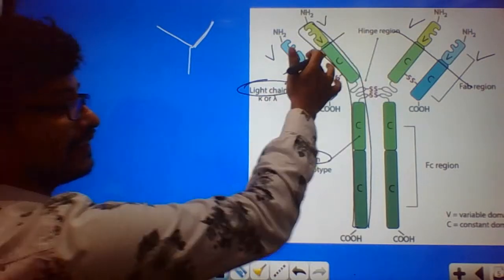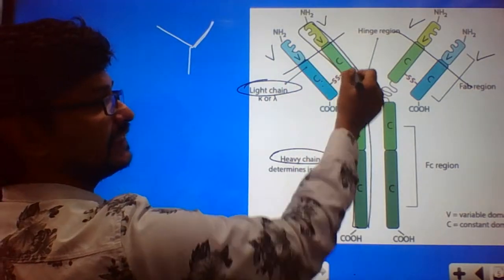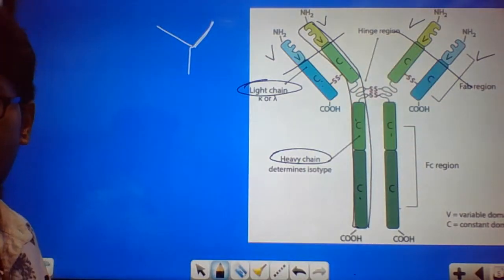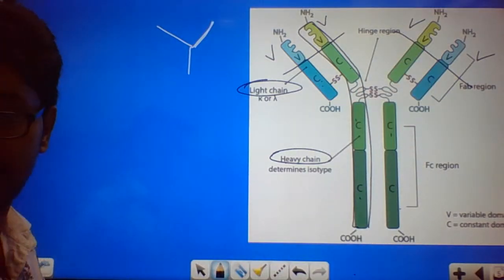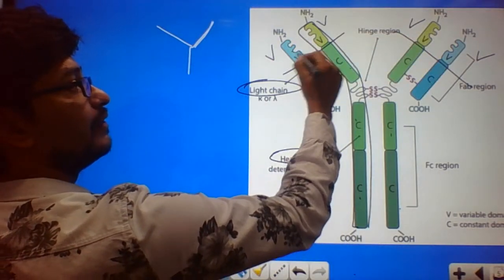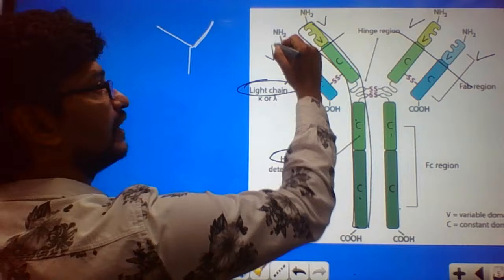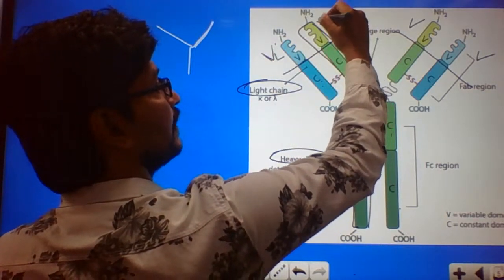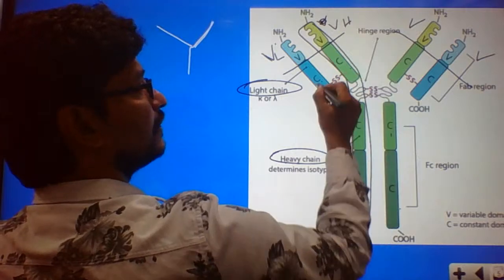So the other regions, we call it as a constant region. C இருக்கு பாருங்க. இதெல்லாம் என்னன்னு கேட்டீங்கன்னா constant region. This will not go for any alterations or any sort of fluctuations. எதுவுமே நடக்காது. Right. So these are the constant region. So this variable region is present in the light chain, so we call it as variable light region. This is a variable heavy region. Okay, this is a constant region.